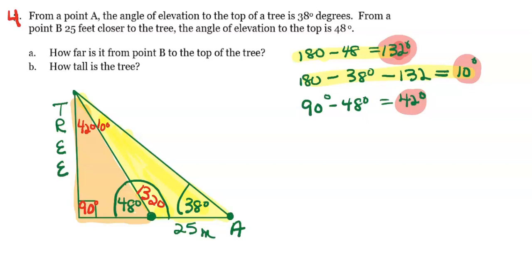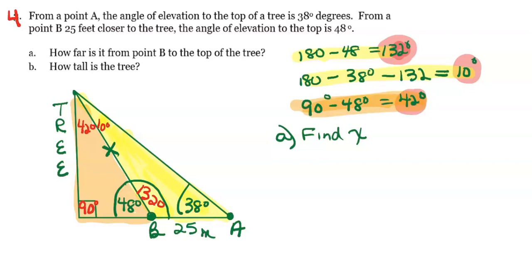Okay, so let's now read what they want us to find out. How far is it from point B to the top of the tree? Okay, so I neglected to label point B, so let me do that now. So from point B to the top of the tree, I'm going to call this X. So the first step is to find X. Okay, so X is in the yellow triangle, not the orange triangle, but the yellow triangle.